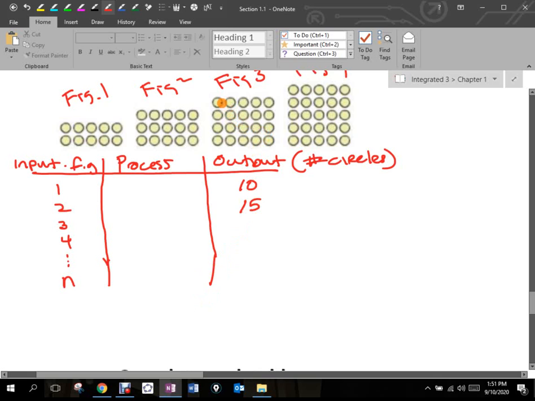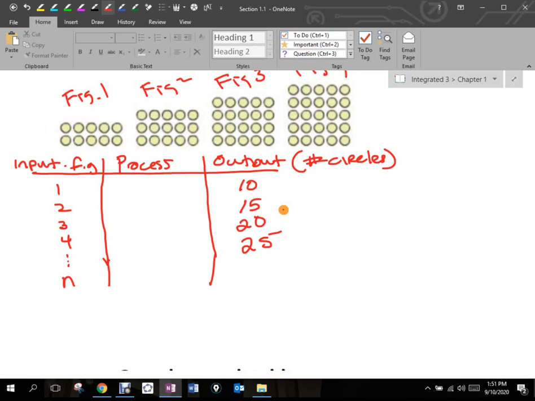Figure 3, we're going to have 20. Figure 4, 25. You guys agree with that? Okay. So now this one's not as direct as what the ones in the past have been. So we're going to have to do a little bit more critical thinking here.